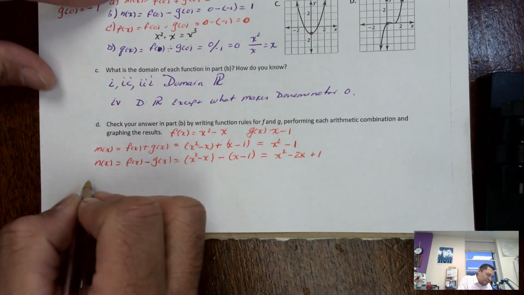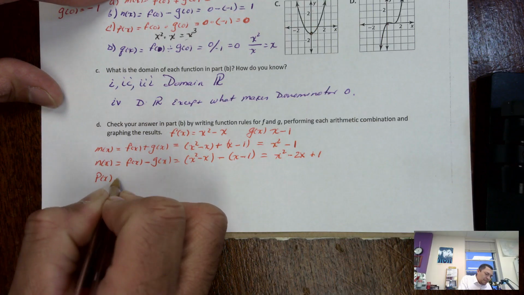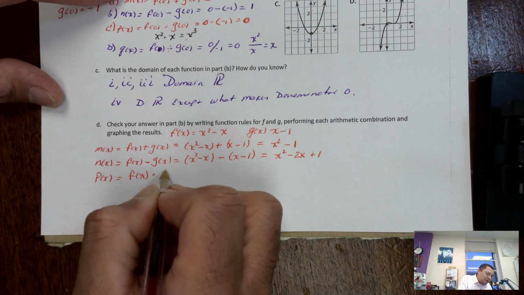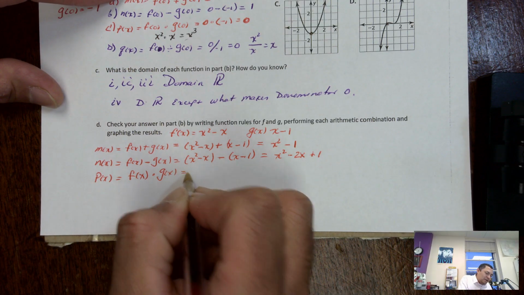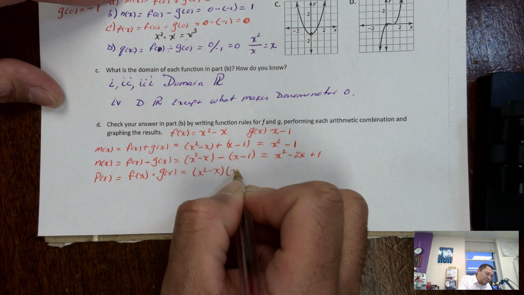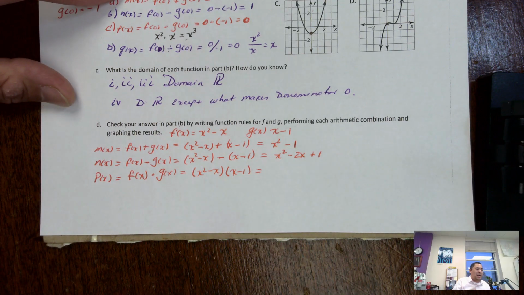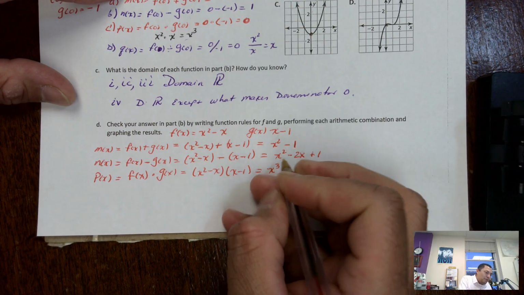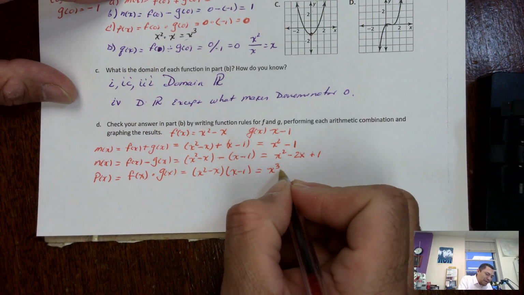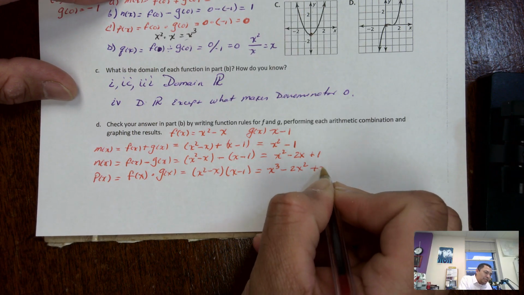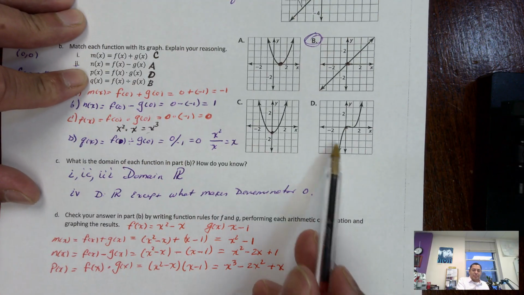Then I have p(x) equal to f(x) times g(x). So it's equal to x squared minus x times x minus 1. If we apply the distributive property, x squared times x is x to the third power. Then if we simplify everything, I'm not going to do it step by step, it's x cubed minus 2x squared plus x. So that's going to be your function, which is option D.